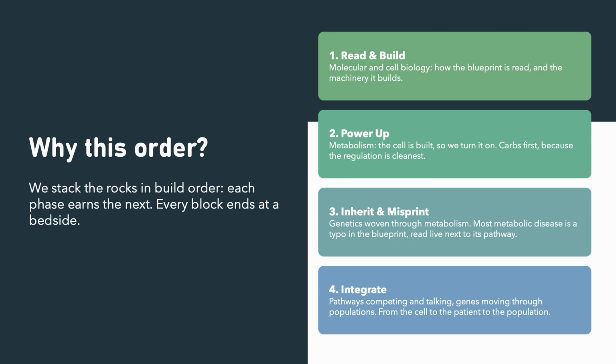First, read and build: molecular and cell biology, where you learn how the blueprint is read and the machinery it builds. Second, power up: metabolism. This cell is built, so now we turn it on, starting with carbs because their regulation is the cleanest. Third, inherit and misprint: genetics, woven through metabolism. Most metabolic disease is really a typo in the blueprint, so we read it live right next to its pathway. And fourth, integrate: pathways competing and talking, genes moving through populations, from the cell to the patient to the population.